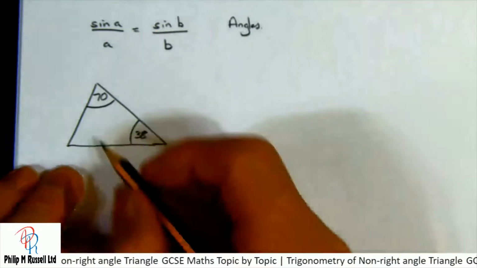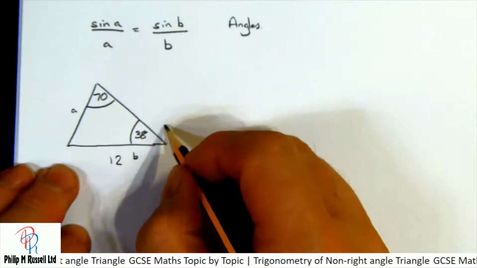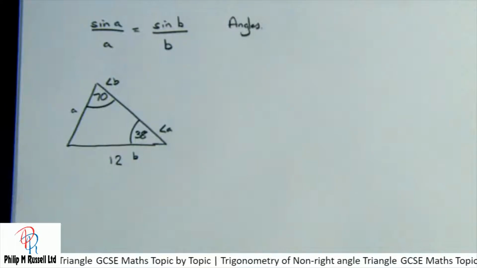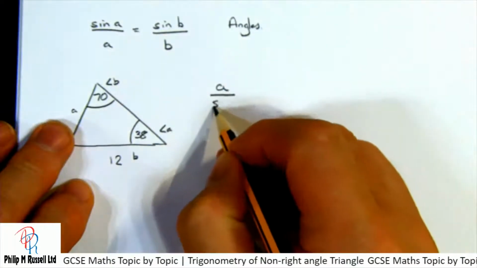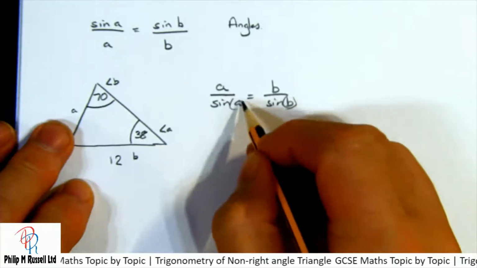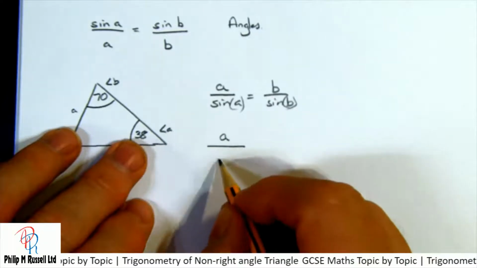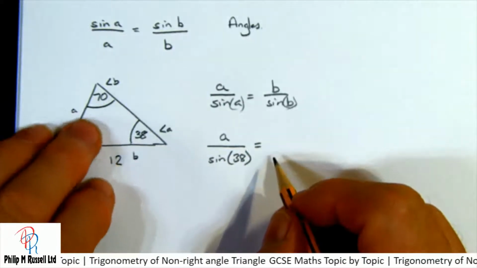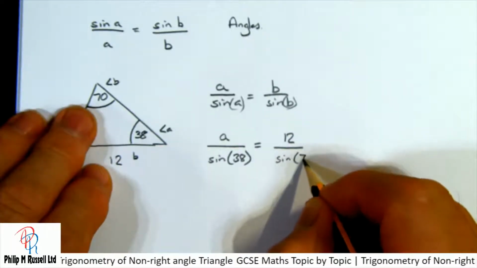So we're going to label our sides. So this is going to be side A, this is going to be side B, this will be angle A, and this will be angle B. So we're going to work out a side. So I'm going to use A over the sine of A equals B over the sine of B. Let's put those in. A over the sine of A, which is 38, equals B, which is 12, over the sine of 70.